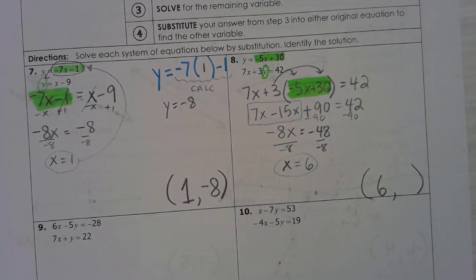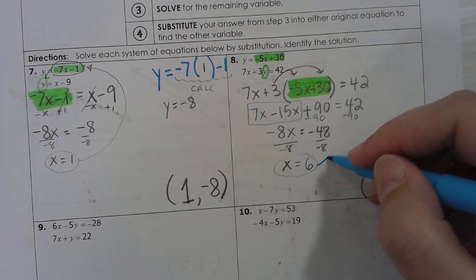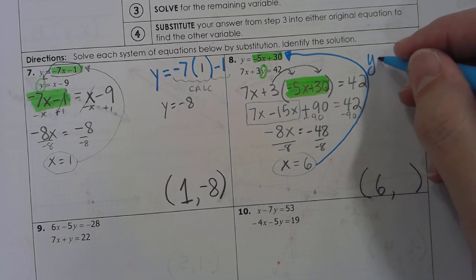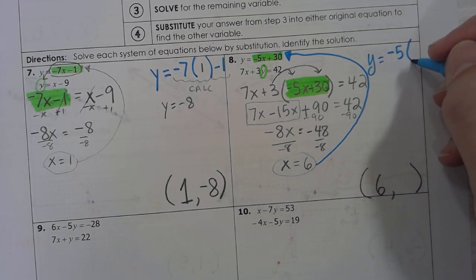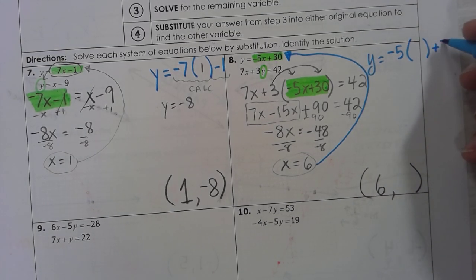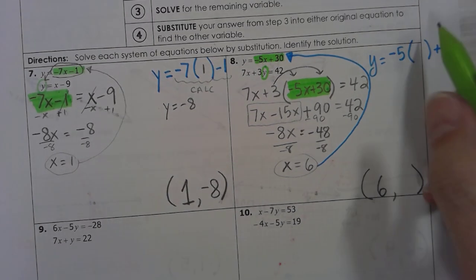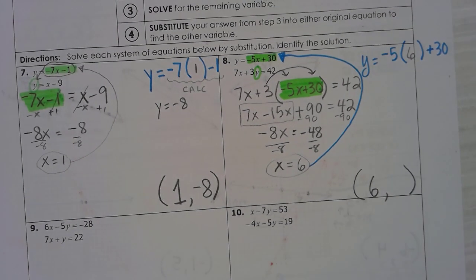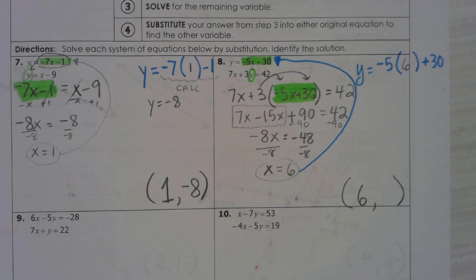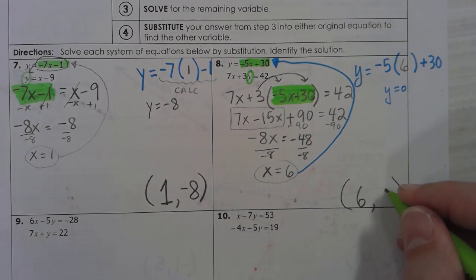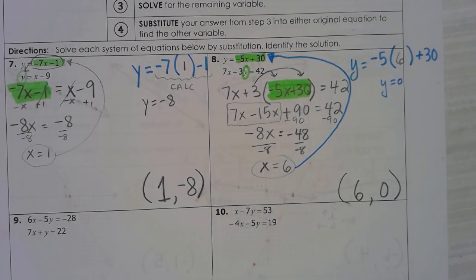And then how are we going to figure out what y is? Put it back up here, put it right in there. So it says y is negative 5 times whatever we just got for x plus 30. Interesting. What's negative 5 times 6? Negative 30. So negative 30 plus positive 30 is just 0. So that's our ordered pair, 6, 0.